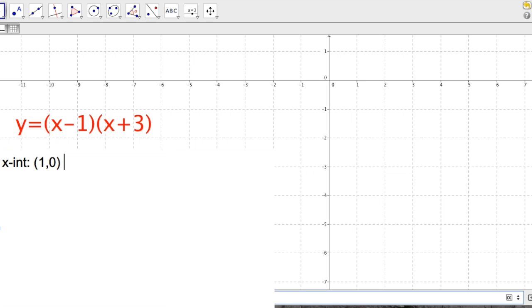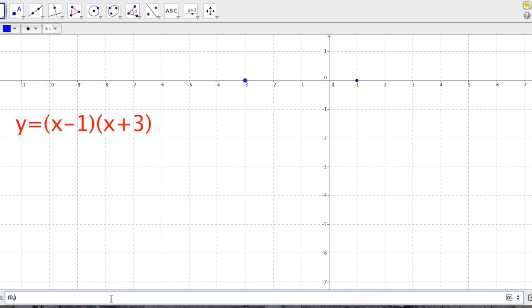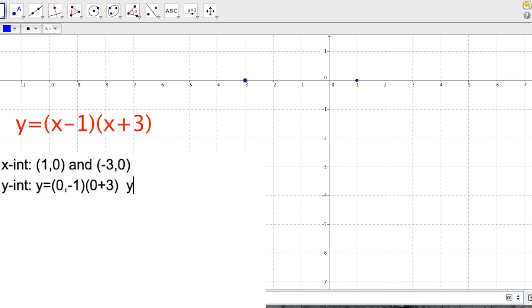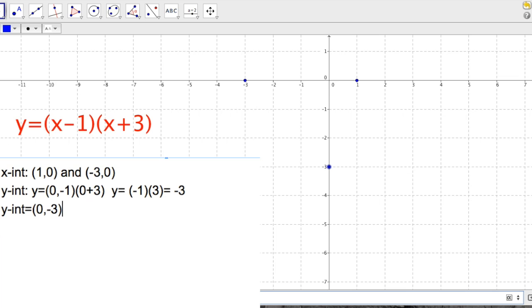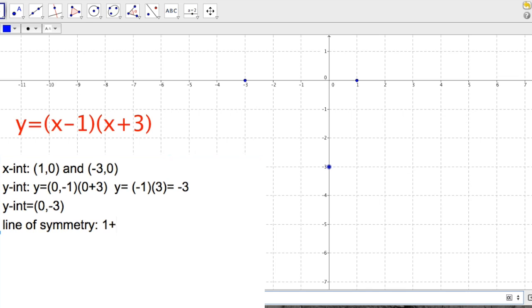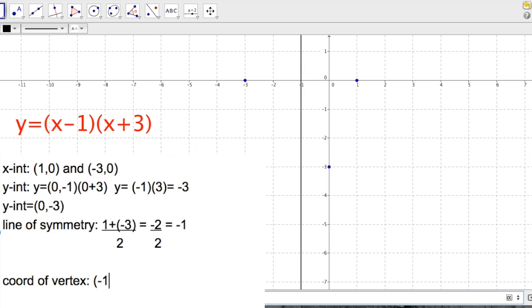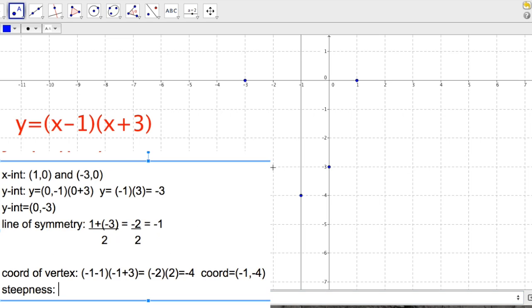To find your x-intercepts, all you have to do is plug in the opposite of r1 and r2 into your x-coordinate. To find the y-intercept, you have to plug in 0 for x. In this example, this will be the same as negative 1 times 3, with the result of negative 3. To find the line of symmetry, all you have to do is add both x-intercepts and divide them by 2. To find the coordinates of the vertex, you have to plug the result of the line of symmetry into the initial equation. As your a in the equation is 1, the steepness will follow the rule of 1, 3, 5, 7, and so on.